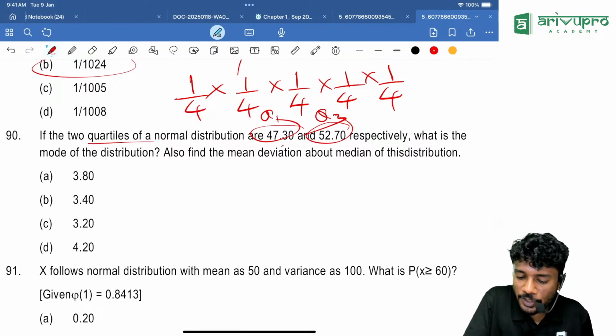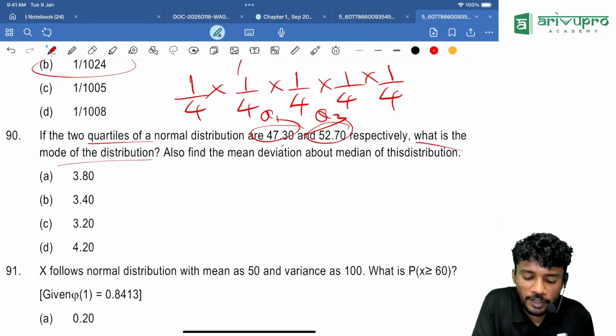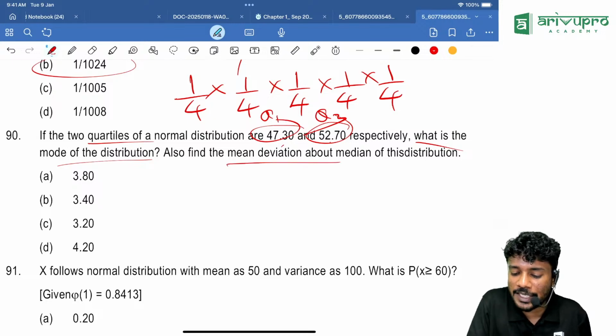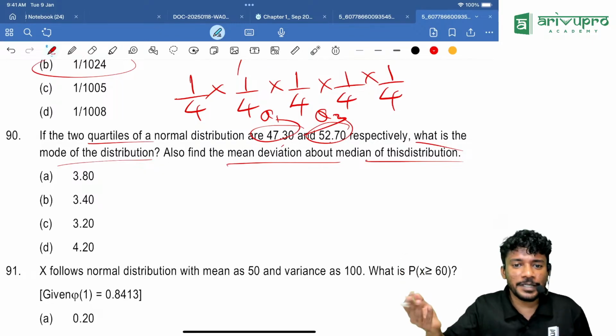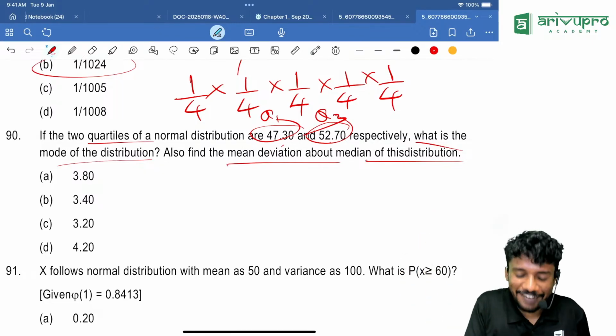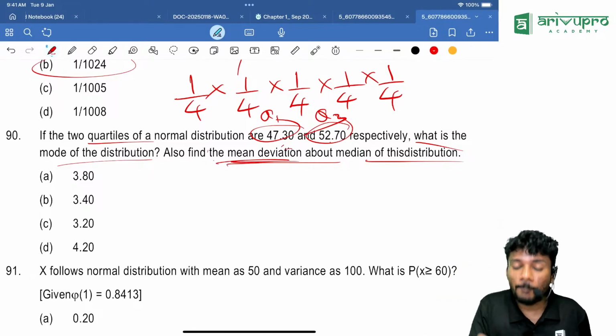Okay, 47.30 and 52.70. Then what is the mode of the distribution? Also find the mean deviation about median. What are they asking at the end? It is a question copy pasted from somewhere. So they have asked 2 questions. We only need to find one answer, that is mean deviation.